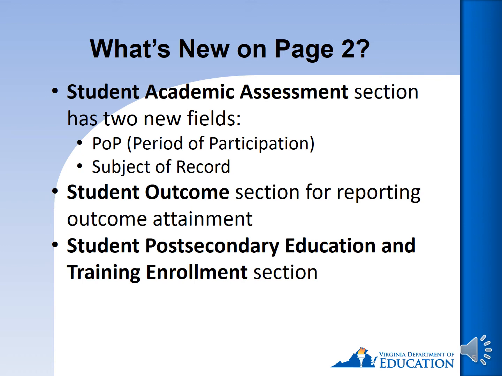Another new section appearing on page 2 is the Student Post-Secondary Education and Training section. Indicate here when a student has exited an adult education program and entered a post-secondary education or training program. Include the name and location, that is city and state, of the post-secondary program.